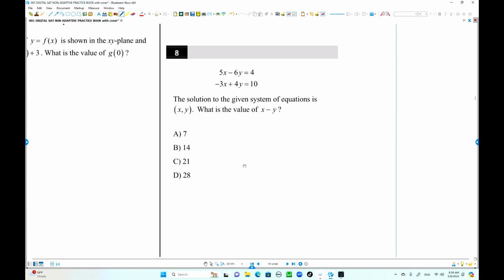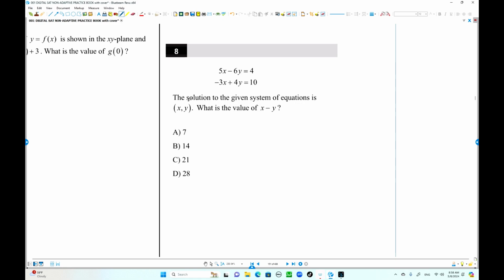So number 8. When you have this type of questions, take a look here. X minus y, or x plus y, or 2x plus 2y, or 2x minus 2y. Okay, same coefficient, 1 and 1, okay? This is 1x, 1y. Just try to add or subtract, but we're going to try to add. 5x minus 3x is 2x. Minus 6y plus 4y is minus 2y equals to 14.